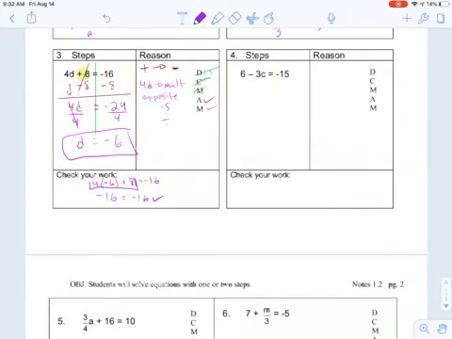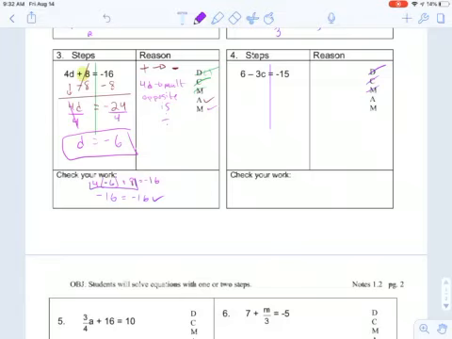Taking a look at number 4. Number 4 is very similar. Don't call me after midnight. D stands for distribute. I don't have any parentheses. Combine like terms. I don't see any like terms on the left side, 6 and 3c, and I don't see any like terms on the right side, so I don't need to combine like terms. Move the variable. The variable is only in one place, so it does not need to move.